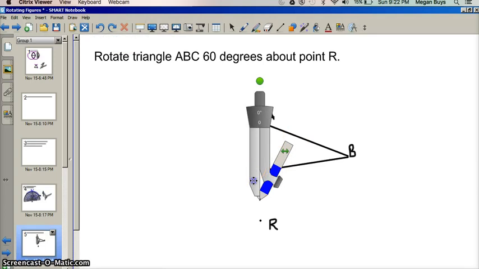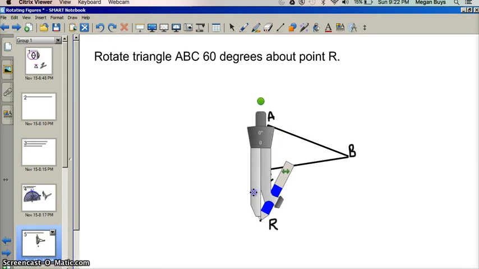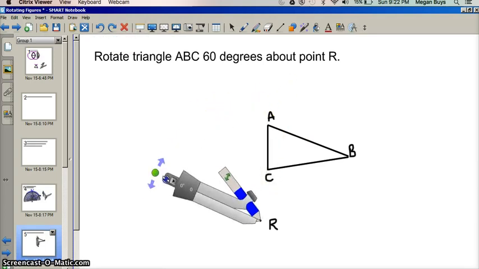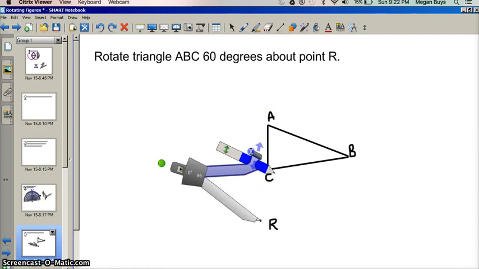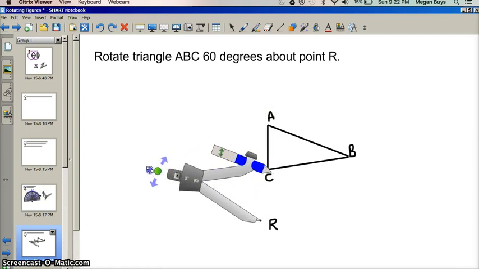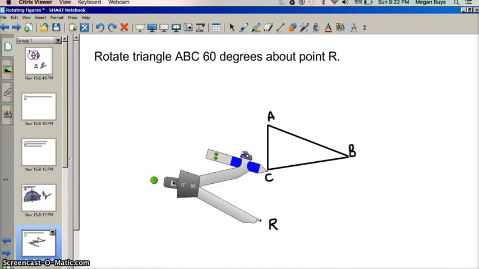So I'm going to take my compass and start at R. And I'm just going to stretch out to point C. No particular reason, just feel like that's the one I want to do. It's a little bit closer than A and B, so it's all good. I just picked this one. If I started with A or B, it would be fine.